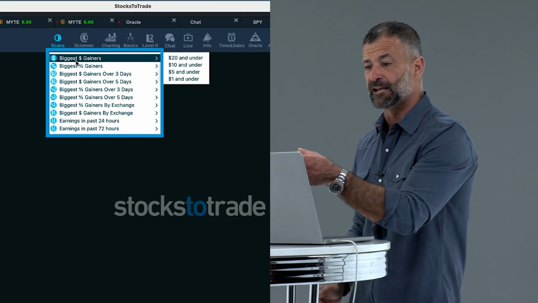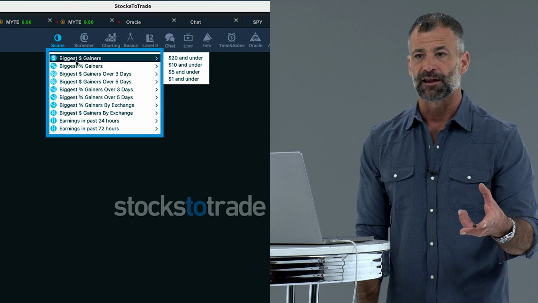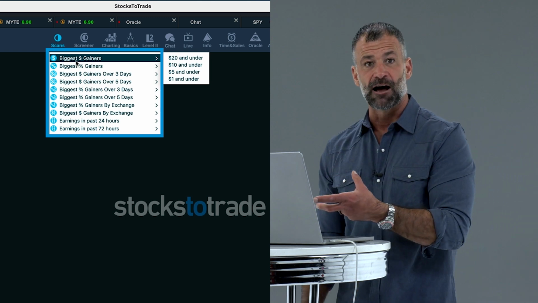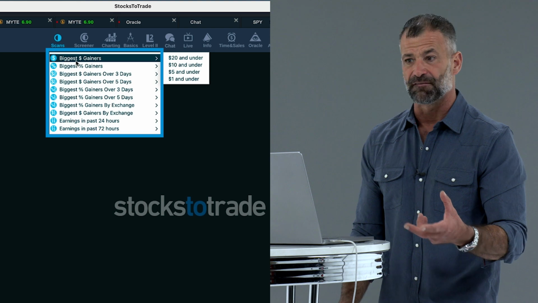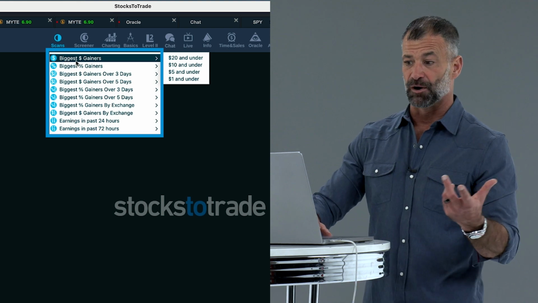And then the nice thing is you can filter by price range. So if you've got a small account, maybe you're only looking for less than 10 or less than 5. If you've got a bigger account, the higher price stocks.